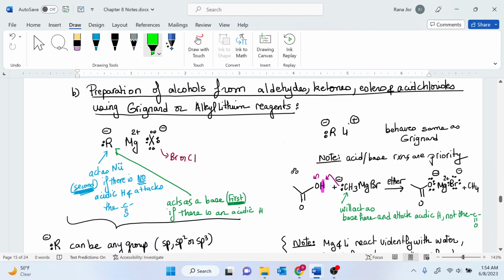Now, with these types of reactions, they are water reactive. They react violently with water. So magnesium and lithium, they do react with water. So in order to make sure that the reaction proceeds to completion, you should not have water at all in your reaction. As long as the Grignard or the alkyl lithium is reacting, you cannot have water. Once they're done from the reaction, then you can go ahead and introduce the water.